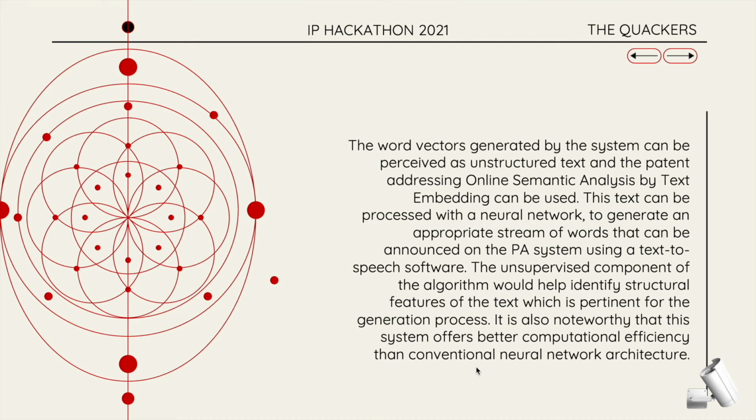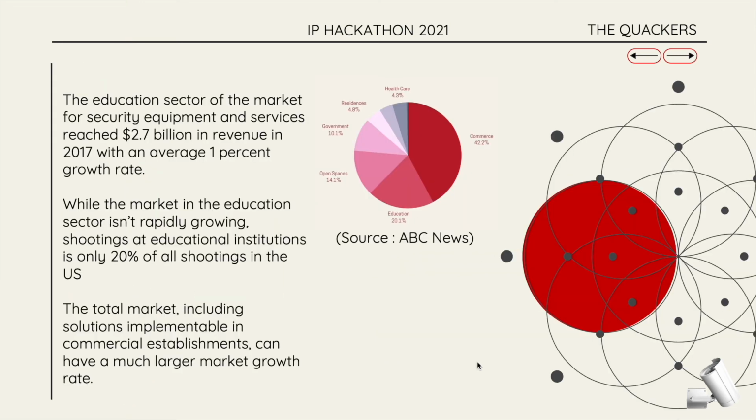One more further thing to note is that the word vectors generated by the system can be perceived as unstructured text, which means that we can use online semantic analysis upon this text using a neural network, and we can generate a stream of words using an LSTM that can then be used to make an announcement on the PA system. The unsupervised component of this patented algorithm will help us identify some structural features in the language and help us improve our generation process. It is further noteworthy that this system certainly offers computational efficiency as well and is an improvement upon the conventional neural network architecture.